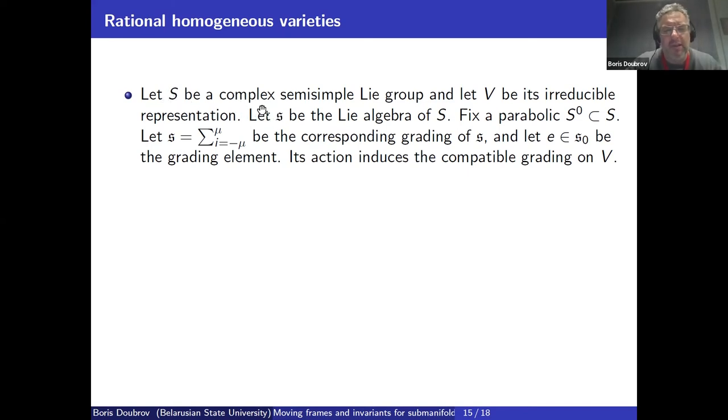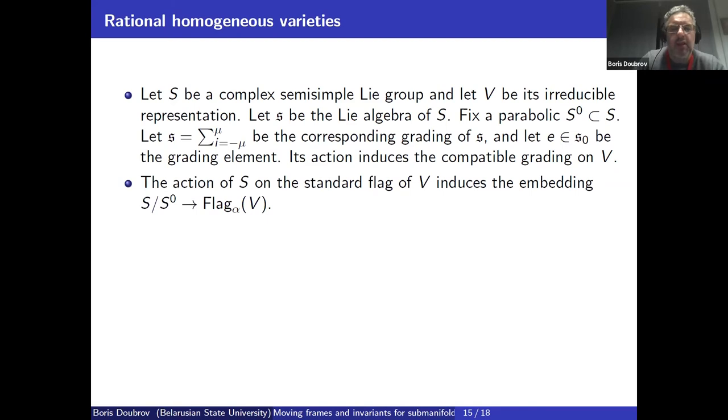For simplicity, I switch from real to complex here, but of course the same theory works for real, it just requires a bit more care. So let S be a complex semi-simple Lie group and V just an arbitrary irreducible representation. s is the Lie algebra of capital S. We fix a parabolic S_0 and the corresponding grading of s. We have a grading element. This grading element defines a compatible grading on the representation itself. So I start with any representation of S and define uniquely a grading on V. Then this grading defines a filtration, or just a standard flag.